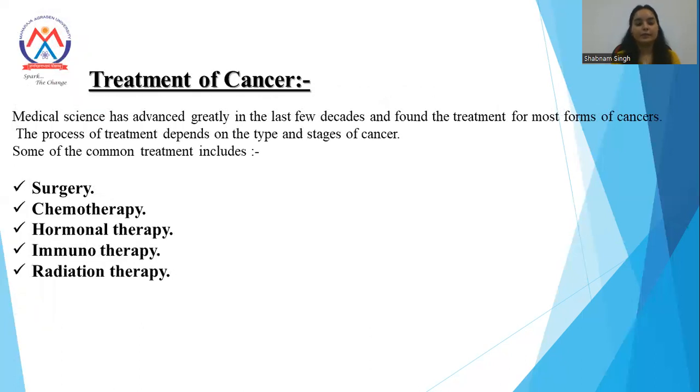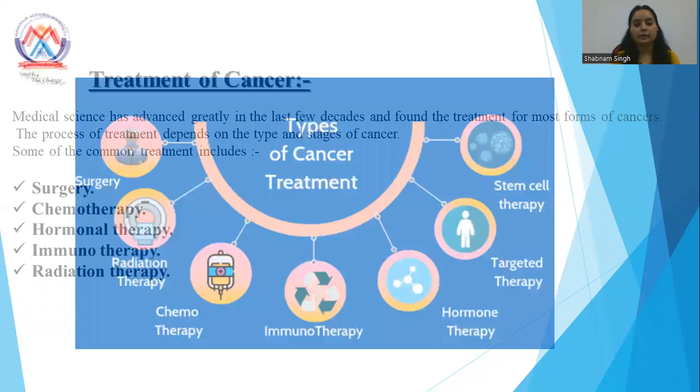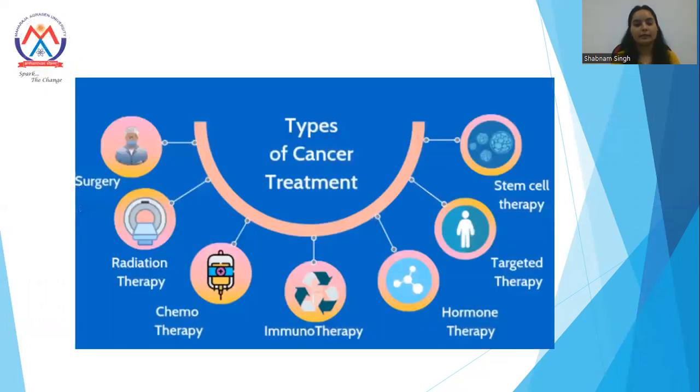So there are various treatments for cancers. Medical science has advanced greatly in the last few decades and found treatments for most common forms of cancers. The process of treatment depends on the type and stage of cancer. Some of the common treatments include surgery, chemotherapy, hormonal therapy, immunotherapy, and radiation therapy. So these are various types of treatments: surgery, radiation therapy, chemotherapy, immunotherapy, hormone therapy, targeted therapy, and stem cell therapy.